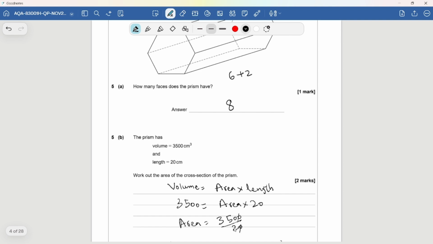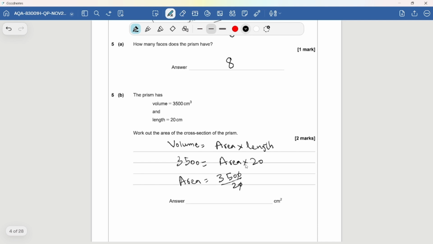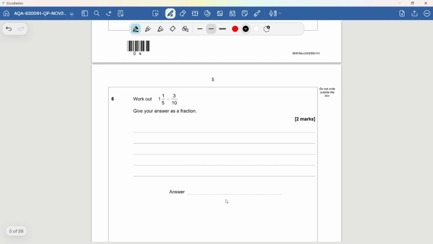So these two zeros cancel out. 350, so how many 2 goes into 350? So 2 ones is 2, 2 sevens is 14, 2 fives is 10. So the answer is 175 centimeters square. This is the area of the cross section of the prism.